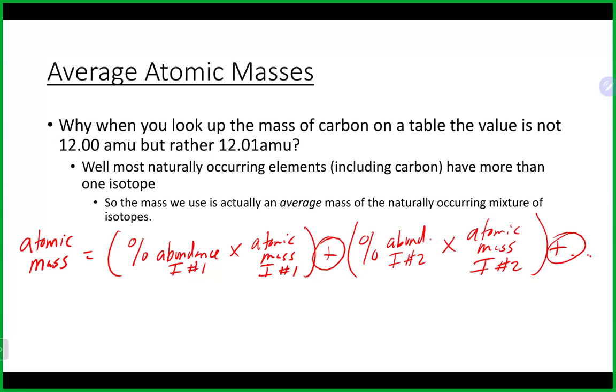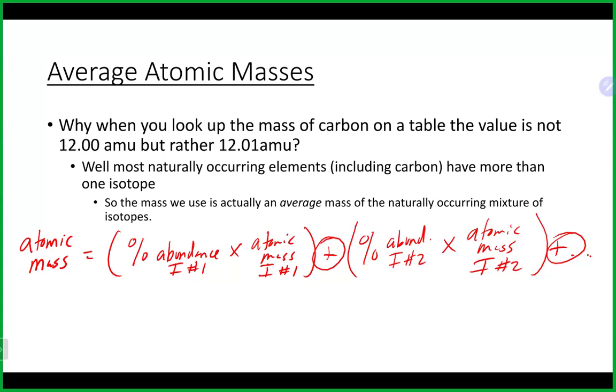What is percent abundance? It's sometimes called relative abundance. It's basically the percentage of time that a particular isotope appears in nature. So for example, carbon: there's a carbon-12 isotope and a carbon-13 isotope. One appears about 98% of the time, one's about 1% of the time or so. And that is basically the percent abundance here.